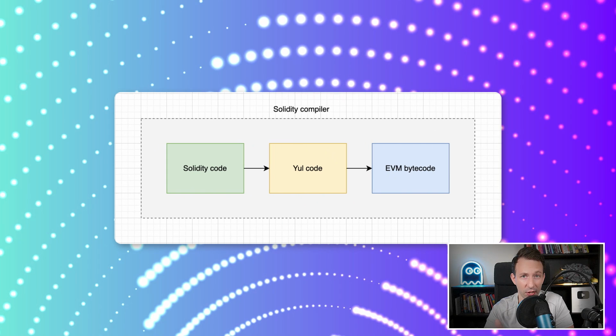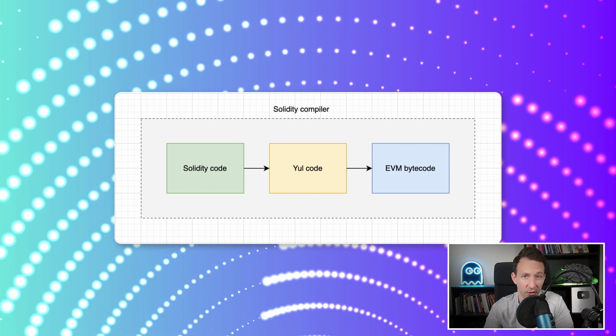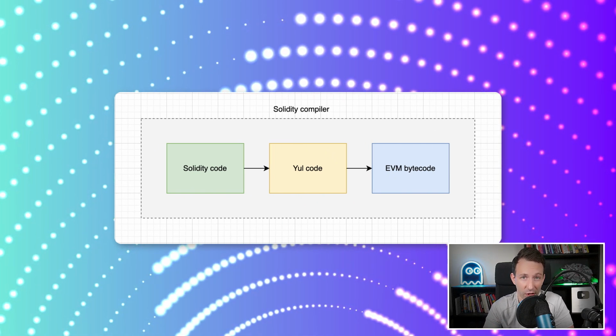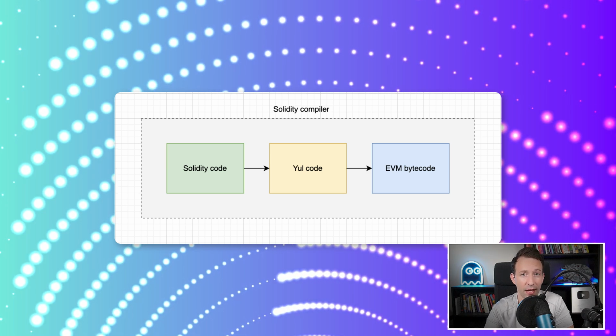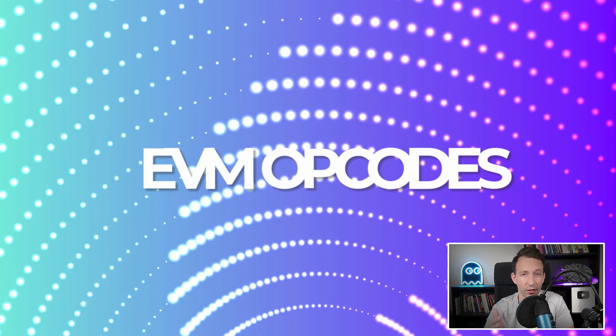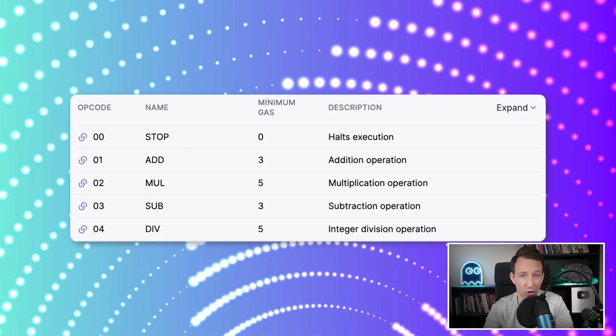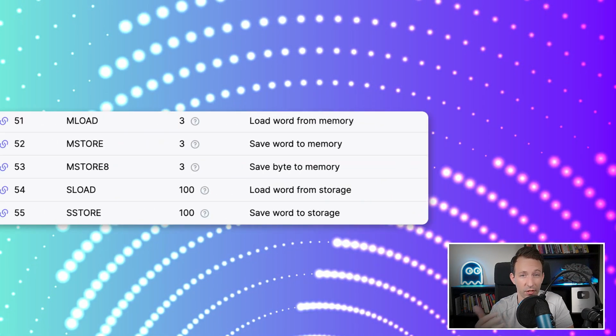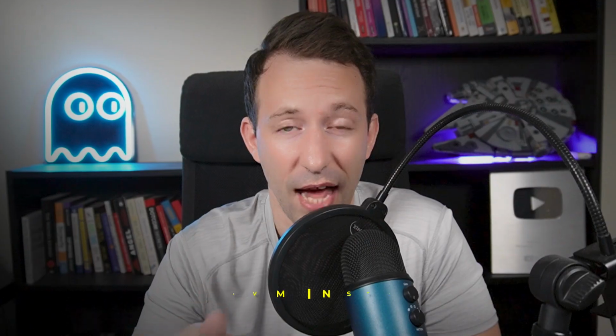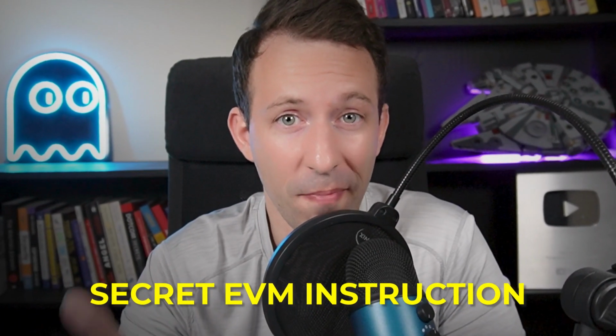First, Solidity is compiled to YOL, which can be considered an intermediary programming language. And after, YOL is compiled to EVM opcodes. These are the basic instructions that the EVM can understand. For example, there are some instructions for basic arithmetic, some instructions to manipulate memory, and there is even a secret instruction to mint infinite ether. But it can only be used by the Ethereum Foundation to finance the salary.